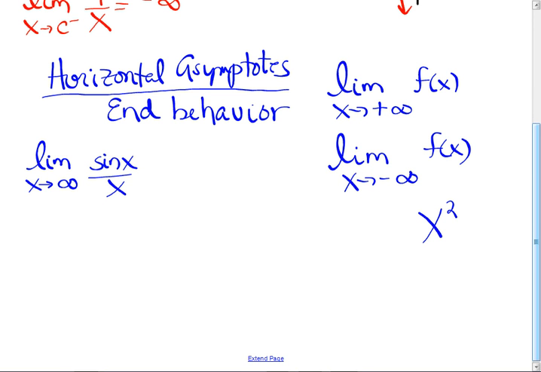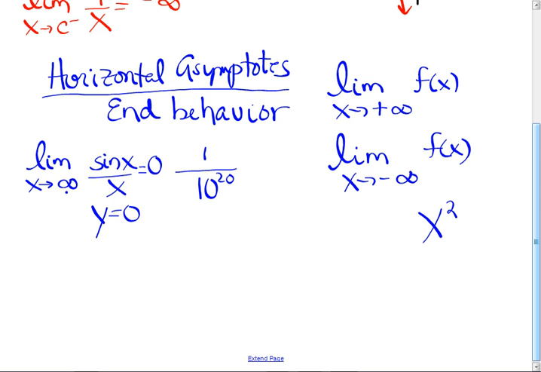Well, what's happening to the sine of x? As x gets larger, is it going to any particular value? No, it's going back and forth between 1 and negative 1. So the biggest this will ever be is 1. The biggest this denominator will ever be will be huge, like 10 to the 20th power. So what's that getting close to? 0. It's oscillating, true, but it still has a horizontal asymptote of 0. So that would be y equal to 0.